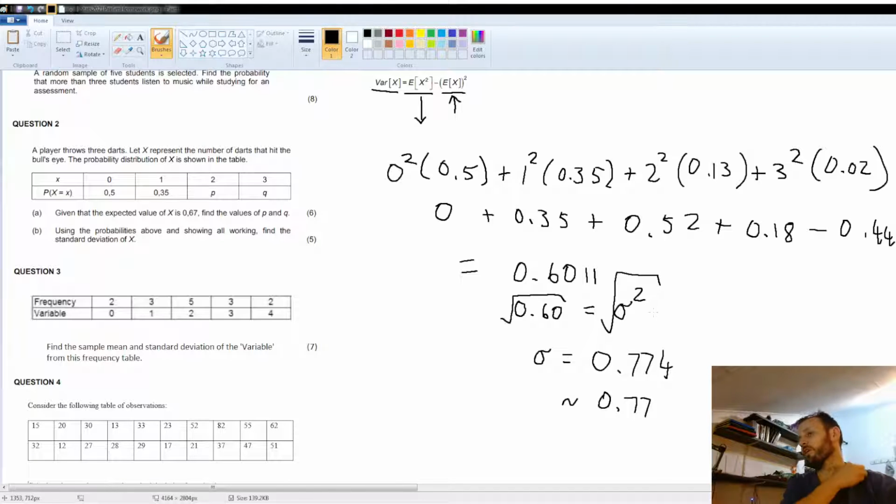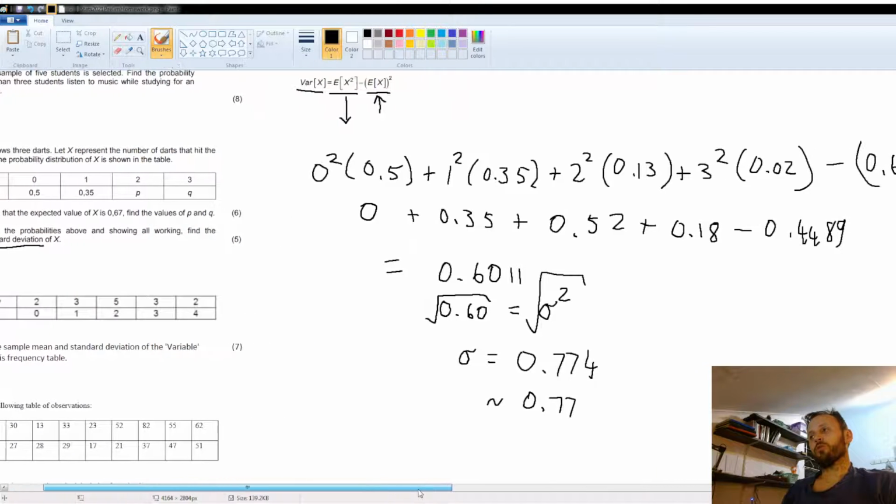By the way, I just took the square root of that number in order to get rid of the square rooting there. Don't forget that, please. Variance is the square of the standard deviation. So if you want the standard deviation, which is what they always ask for, you need to take the square root.